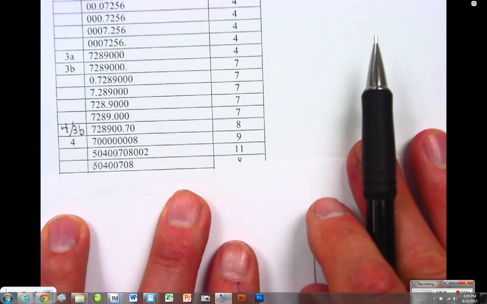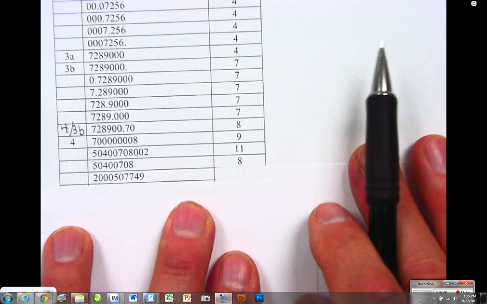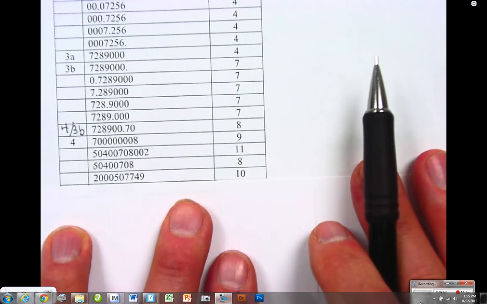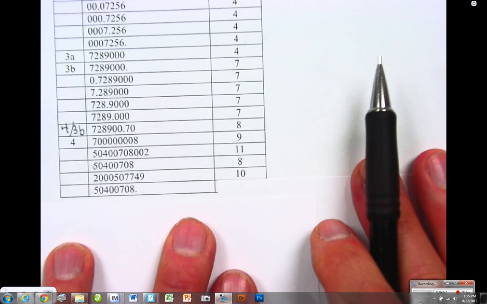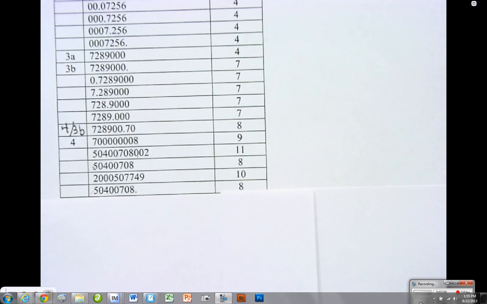Okay, how about this guy? 8, yes. And those zeros are definitely counting. And these zeros, they count? Yeah. You bet they do. And that's going to be a total of 10. How about this last one? 8. They all count. So, are you feeling more solid on the business of how many sig figs you have in a given number?